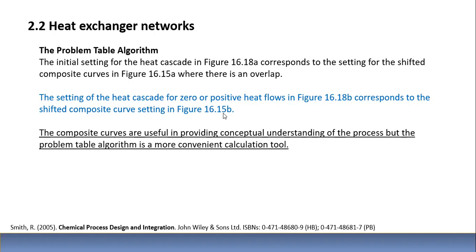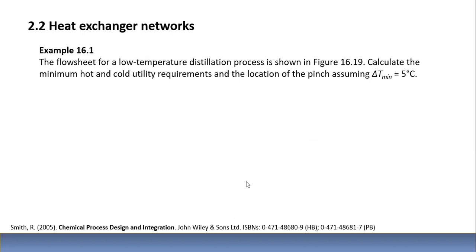So figure 16.15 shows the cold and the hot composite curves. That is a graphic way of representing what we see in the table. And figure 16.18 is the table cascade that we just saw. Composite curves are useful in providing conceptual understanding of the process, but the problem table algorithm is a more convenient calculation tool.